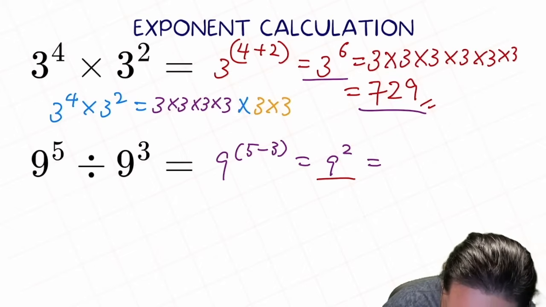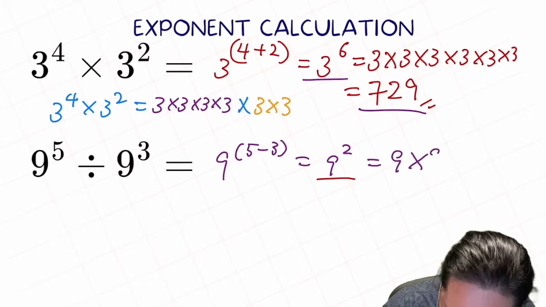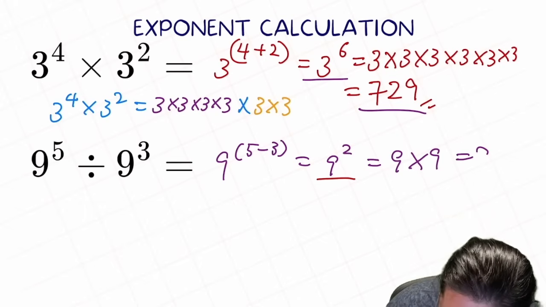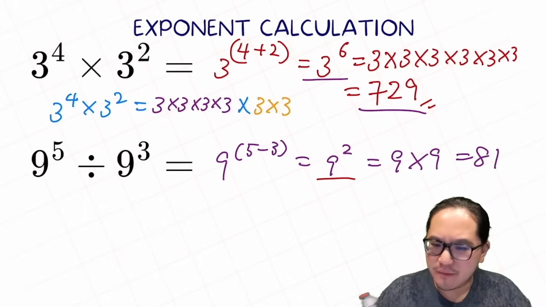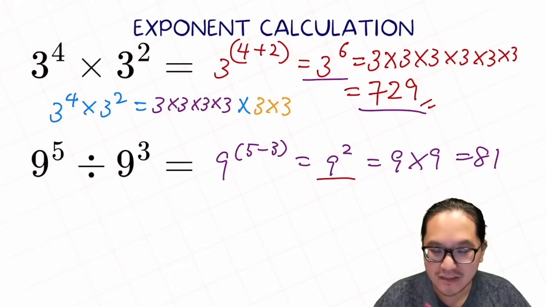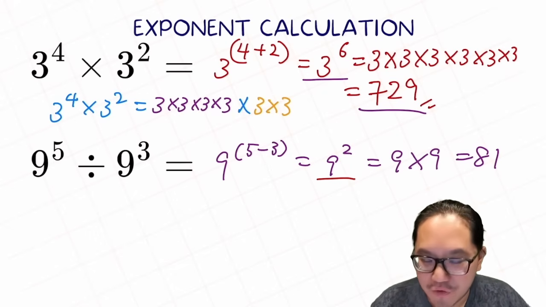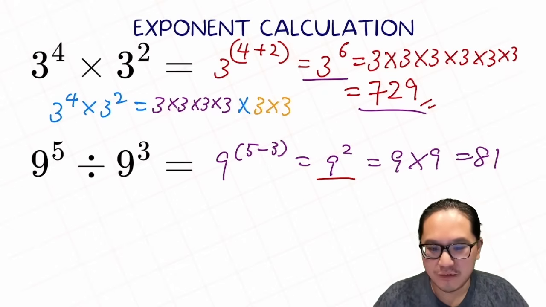Or you can continue to do the calculation, right? 9 to the power of 2 is just equal to 9 times 9 equal to 81. See, it's showing quite a bit of steps, right? Make it easier. That's the key of this exponent rule. It just helps your calculation faster. So let's do a couple more practice.